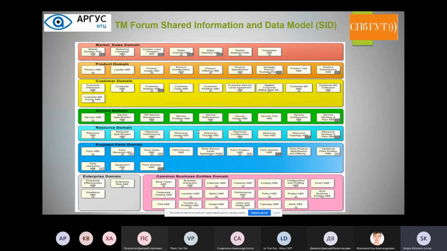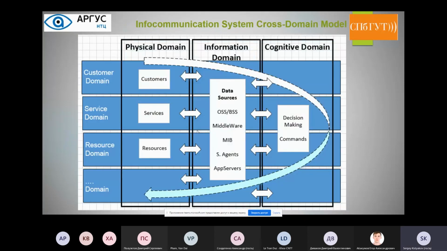So we have built the so-called cross-domain model, which uses the standard shared information and data model, and we built it based on the domain model. And now we have our new cross-domain model, which includes all the positive moments of those 2 models. It consists of vertical domains and horizontal areas.